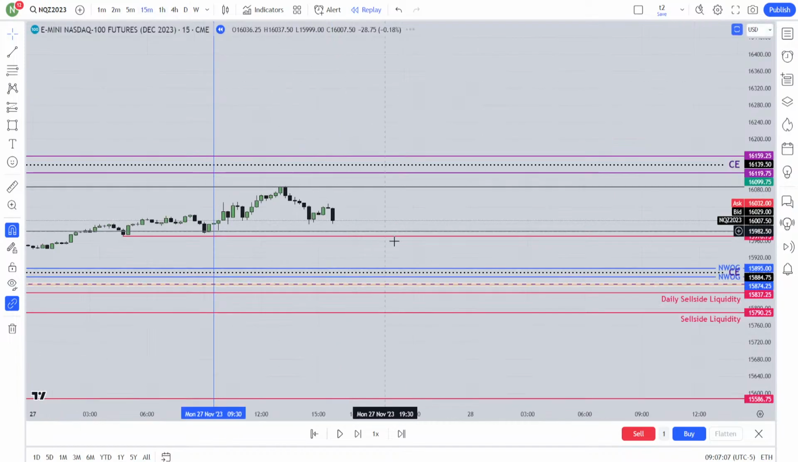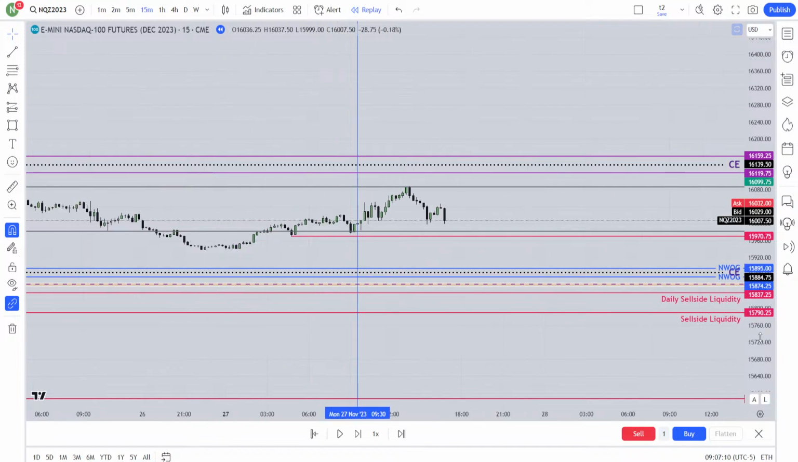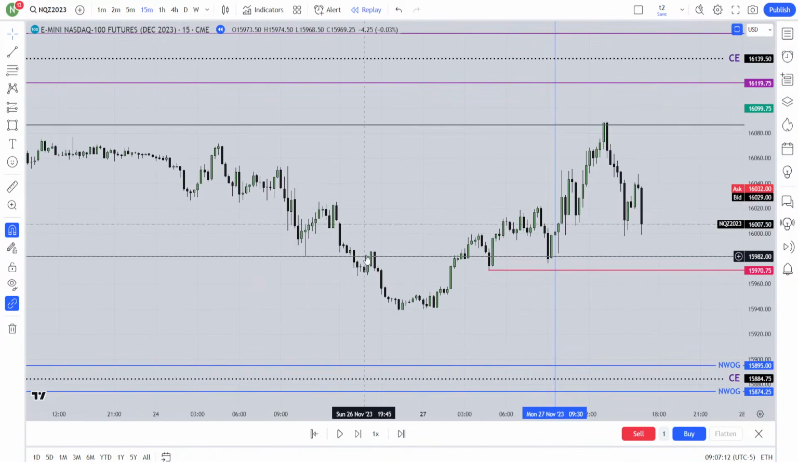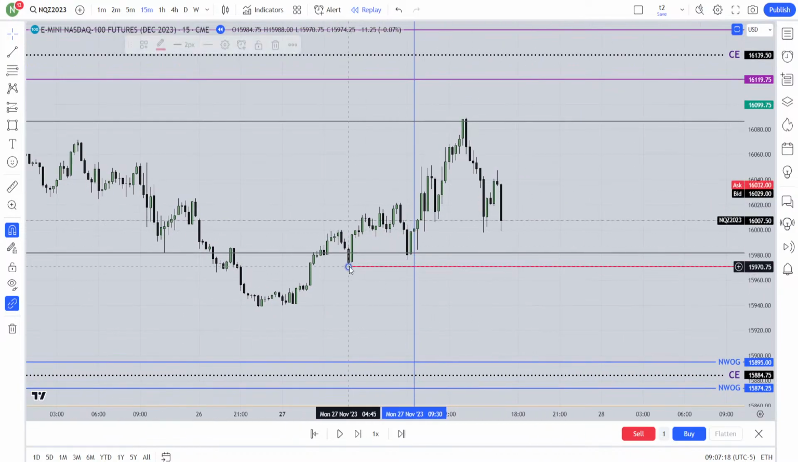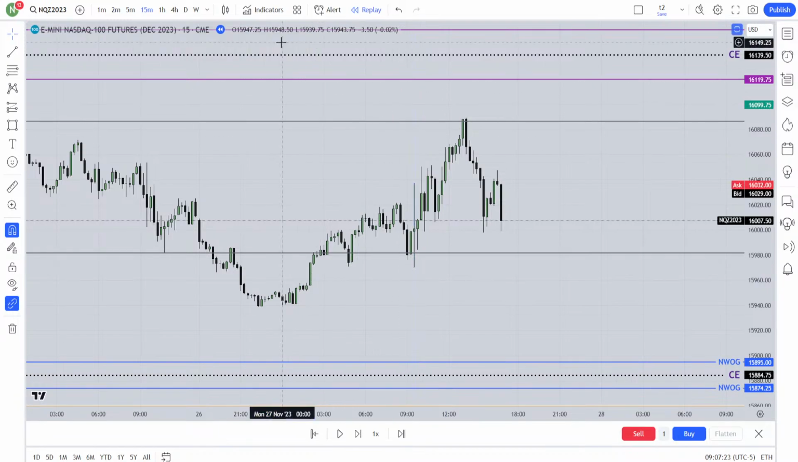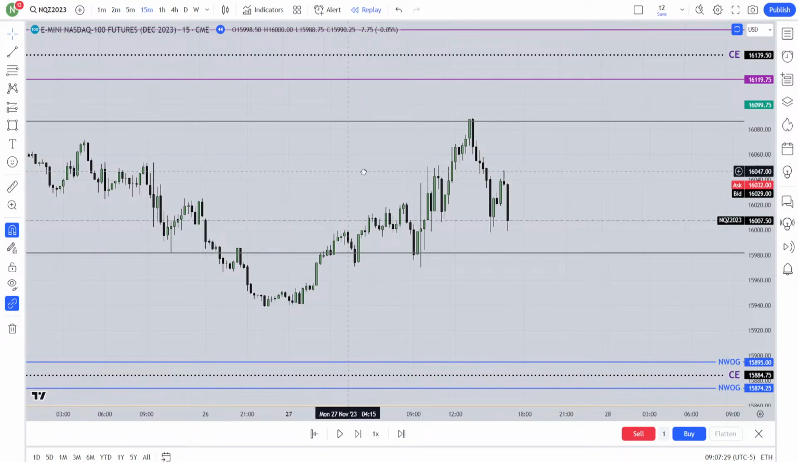Now I am in the 15-minute chart. This is the low from Friday. This is the high from Friday. So don't get confused with every other level. I'm just going to remove that one as well. I don't need that one. I will remove both of them. This is the high from Friday. This is the low from Friday.